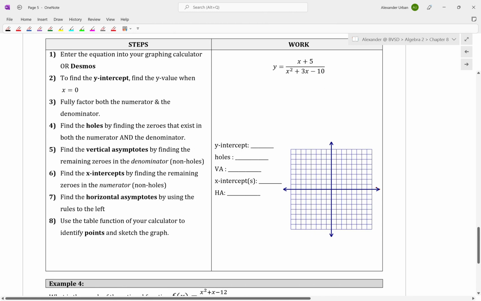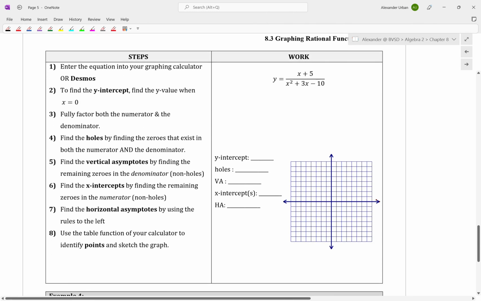We are going to work on one example. It's y equals x plus 5 divided by x squared plus 3x minus 10. And we are going to find the y-intercept, the holes, the vertical asymptote, the x-intercepts, the horizontal asymptotes, and we're going to sketch it all. So again, to find the y-intercept, we're just going to get rid of our x's or set our x's to 0. We end up with y is equal to positive 5 over negative 10, and in this case that's negative 1/2. So when I put in 0, you get negative 1/2. So we're going to go down 1/2.